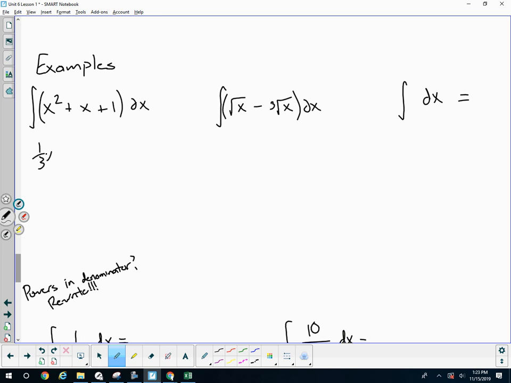So I'll just do them quickly. This is 1/3 x cubed plus 1/2 x squared plus x plus c. And it's just equals. There's no f of x equals because we don't have an expression f equals or f prime equals.